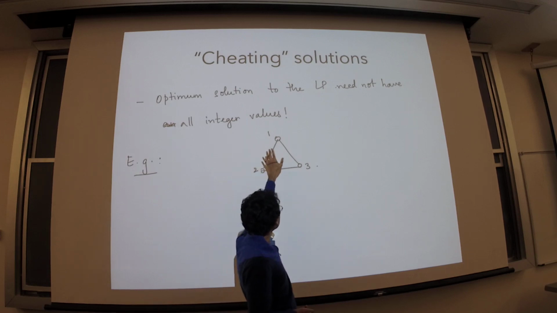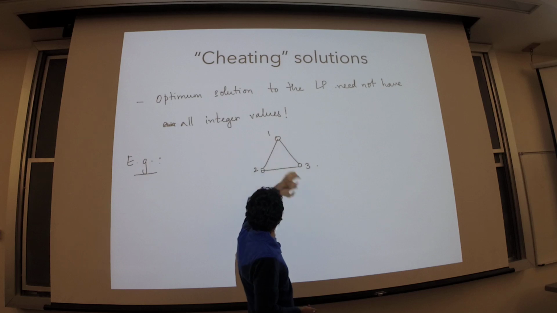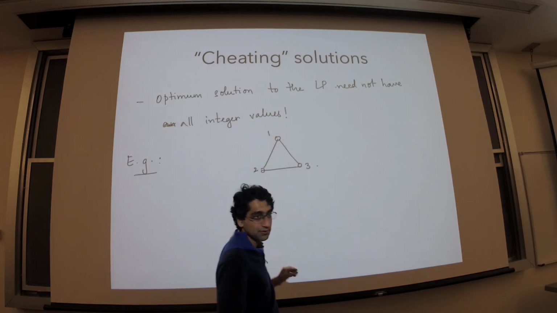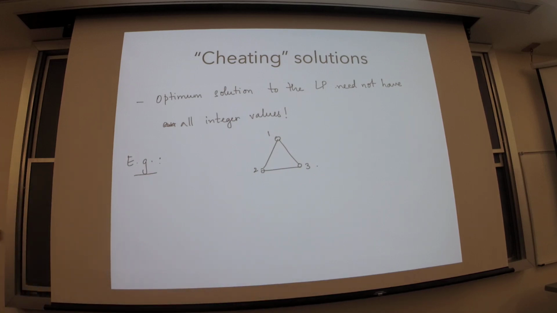In order to cover all the edges, because otherwise, if you only picked 1, then this edge is uncovered. Similarly, if you pick this vertex, that edge is uncovered. So the size of the optimum vertex cover equals 2.